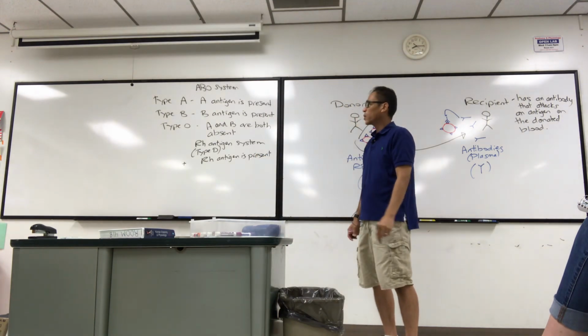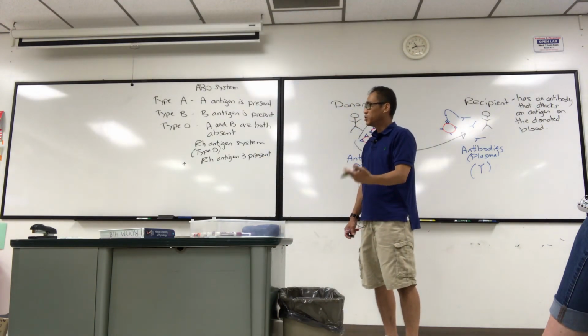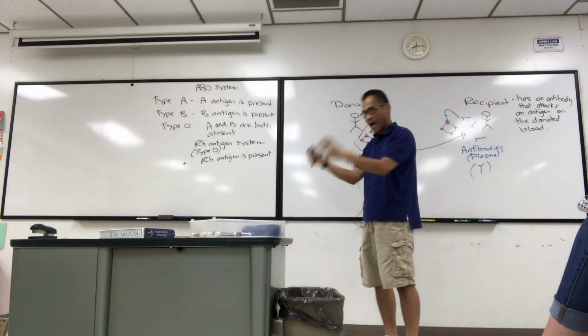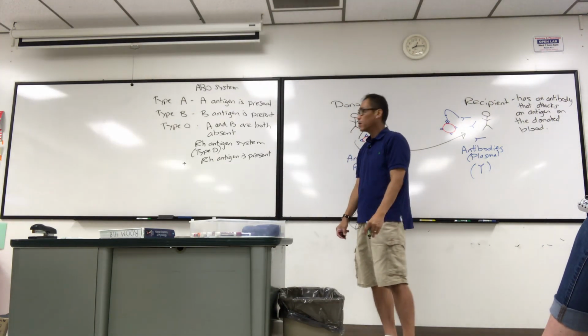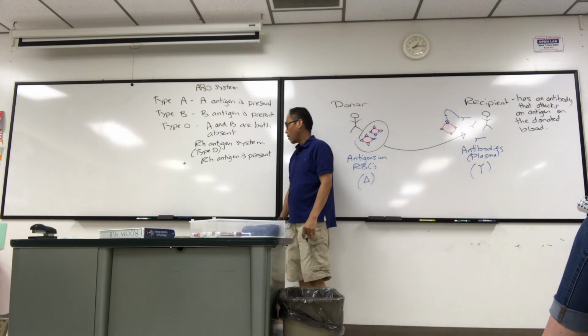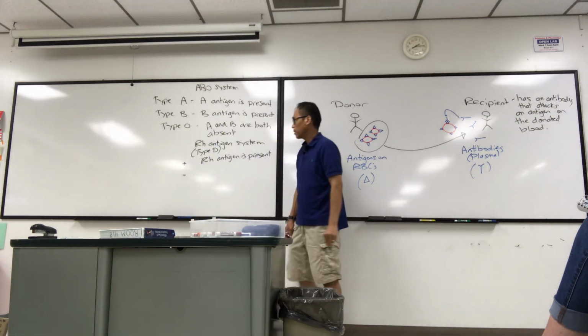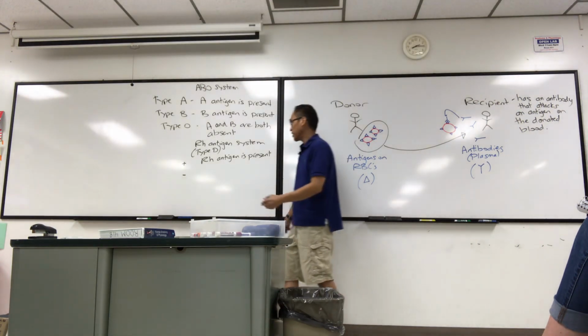Antigen is a word that means antibody generator, because if a person is exposed to it, that person's immune system generates antibodies to attack it. These are what antigens are. All right. Well, so then, what do you think negative means? It's not there. RH antigen is absent.